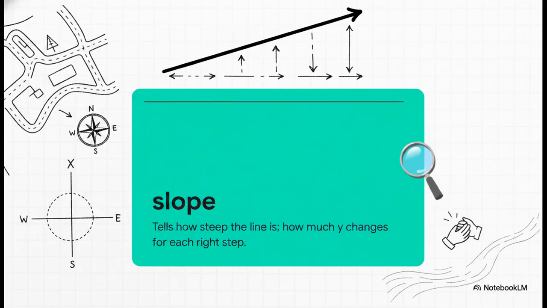And that brings us to our second tool, the slope. If the y-intercept is your starting pin, the slope is your set of precise driving directions, telling you exactly how to get to your next coordinate point.